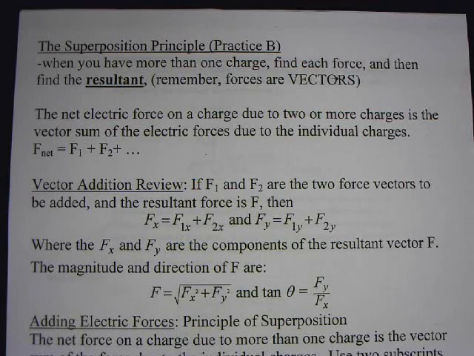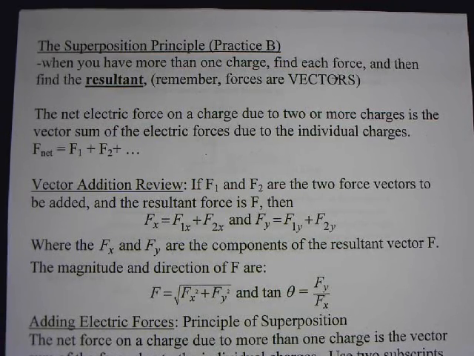Okay, we learned something last time called Coulomb's law, and we measured the electrostatic force that exists between any two charges. Coulomb's law was F is equal to k Q1 Q2 over r squared. So if we knew the charges and the distance between them, we could calculate the electrostatic force that exists between them. So what we're going to do today is, what if there's more than one charge?